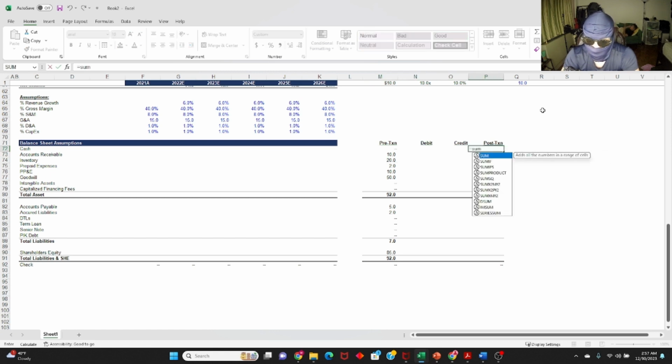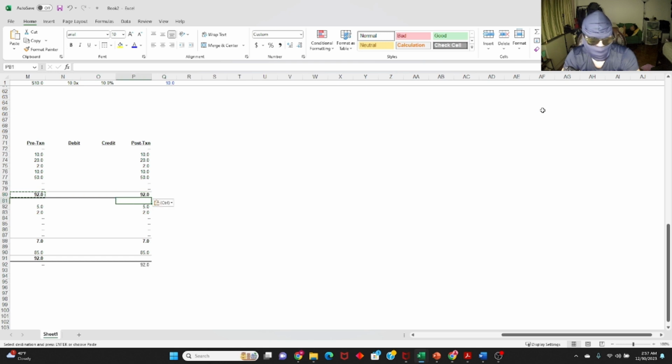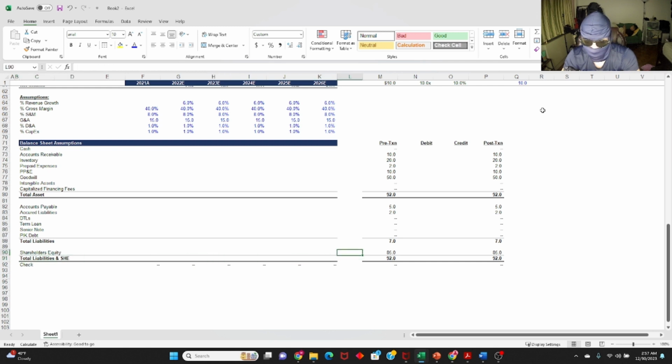So now for your post-transaction, you're just going to do a sum and bring everything down. F4 to repeat your previous action. Drag the formulas here, and then just drag the formulas all the way to 21. Looks good.